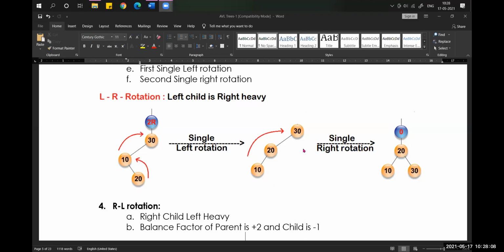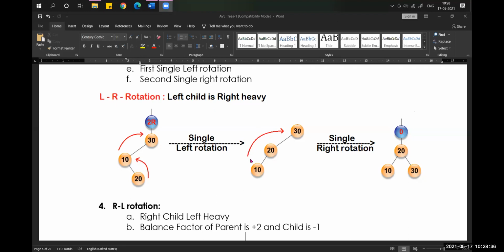Now the next tree is this one. Even this picture is an imbalanced one. Why? Because the balance factor of 30 will become 0 minus 2, that is minus 2 we will get. Still we have to make it a balanced one. How? So what is the next one? Left rotation over. Next we have to do right rotation.